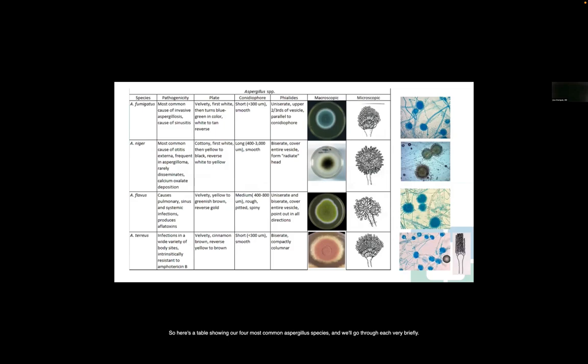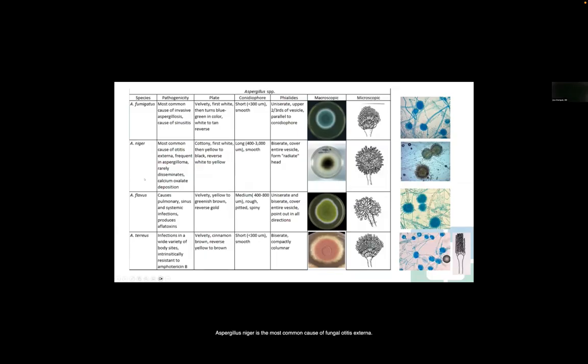Aspergillus fumigatus is the most common cause of invasive aspergillosis. It grows as originally a white and then turns into a blue-green mold. It is uniseriate with the layer occupying the upper 2 thirds of the vesicle. And here's a lactophenol cotton blue prep shown here.